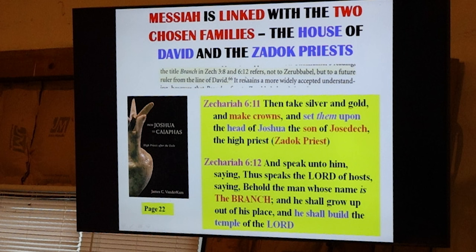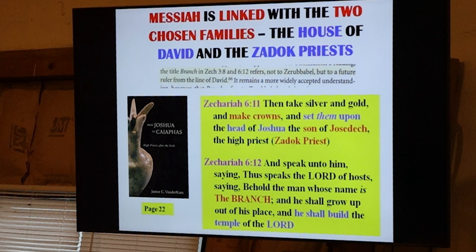So here in Zechariah 6, when they're told to make crowns and put it on the head of Joshua, the son of Jozadak, now he is a Zadok priest. So we're going to do a prophetic act, right? We're going to do a prophetic act, and this prophetic act is being done to a Zadok priest.